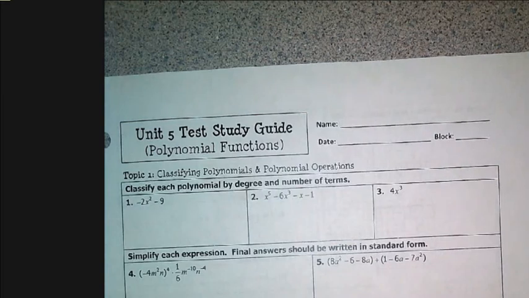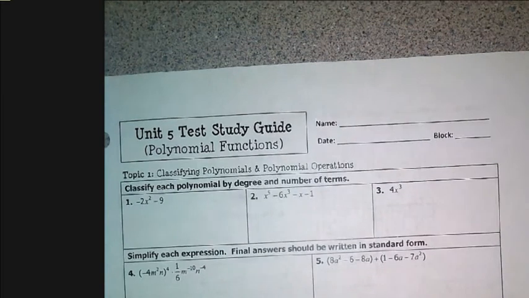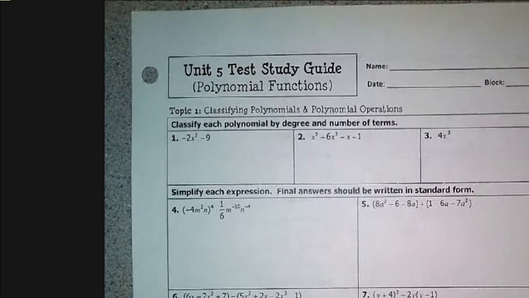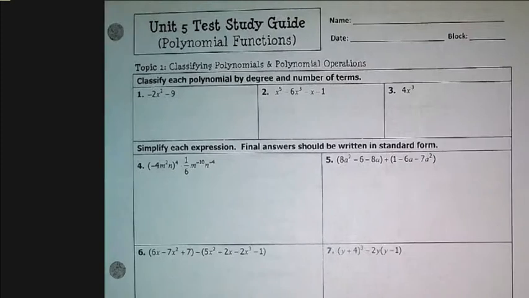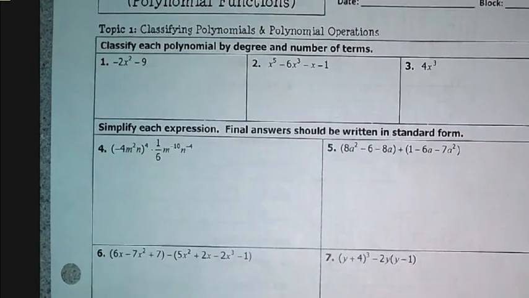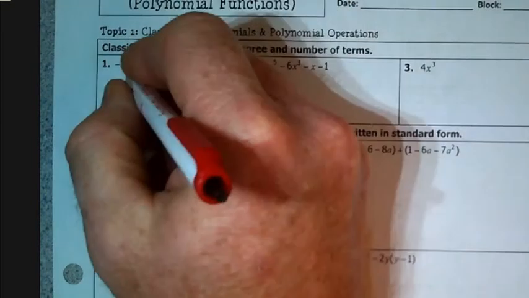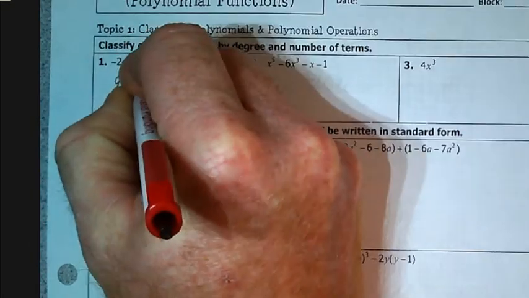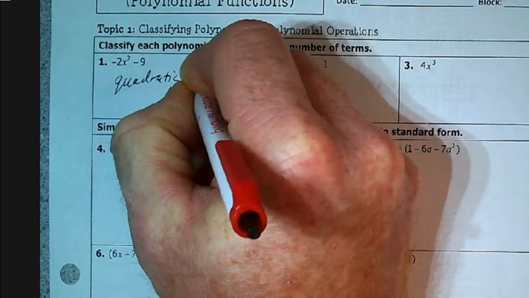Alright, number 1. Classify each polynomial by degree and number of terms. So this first problem, negative 2x squared minus 9, is a quadratic binomial.